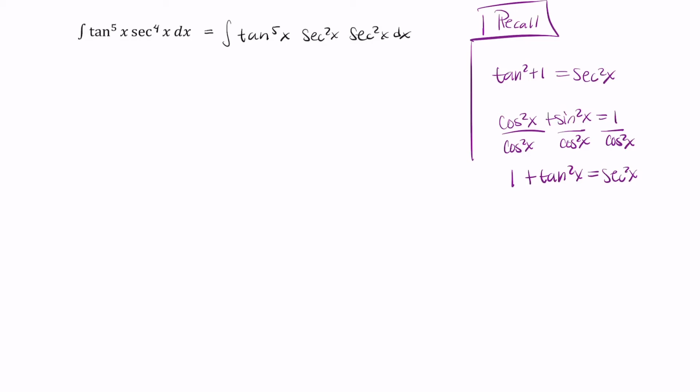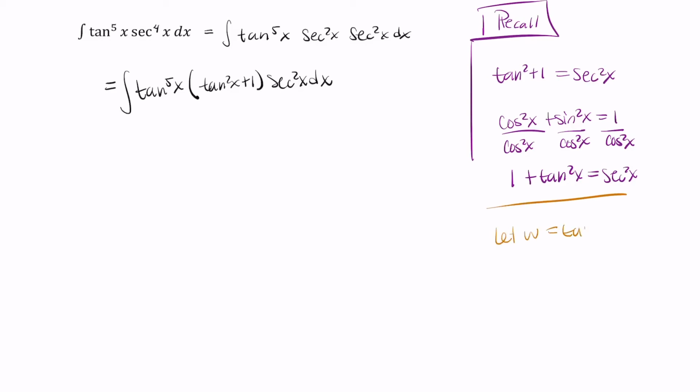Okay, so now that we have that, let's replace one of these secant squareds. So let's rewrite this as tangent to the fifth x times tangent squared x plus 1 times secant squared x dx. Now I can let w equal tangent x, then dw is equal to secant squared x dx. Everywhere we see a tangent, let's replace that with a w. So I have w to the fifth times w squared plus 1. And this secant squared x dx is replaced with just a dw.